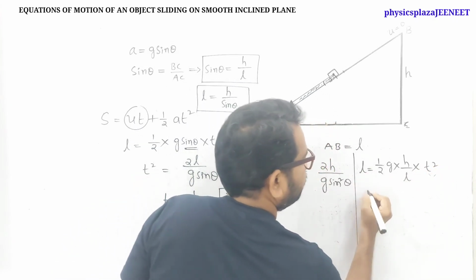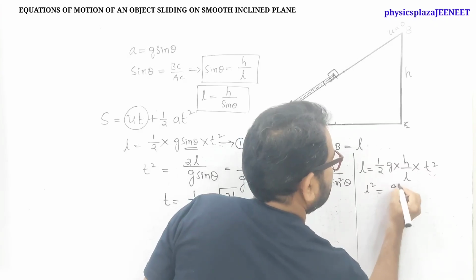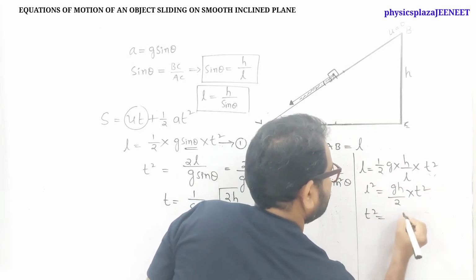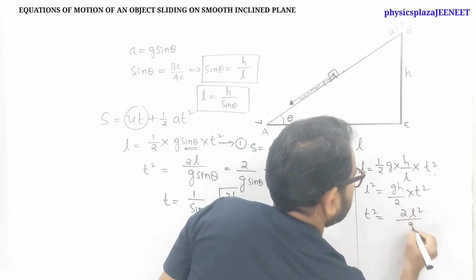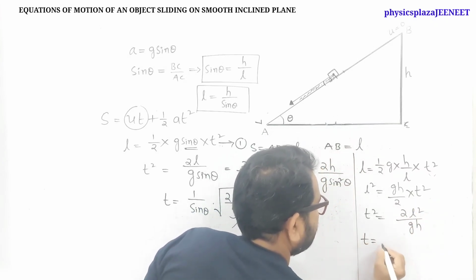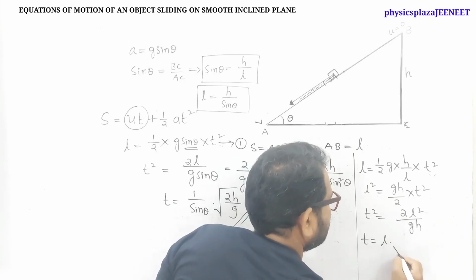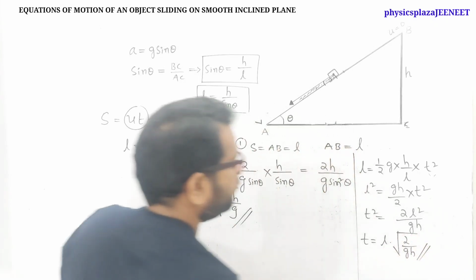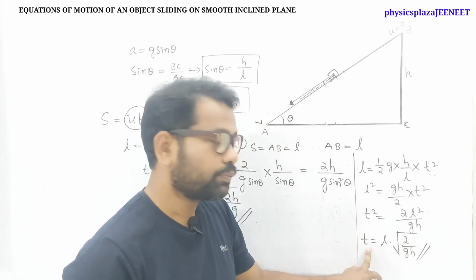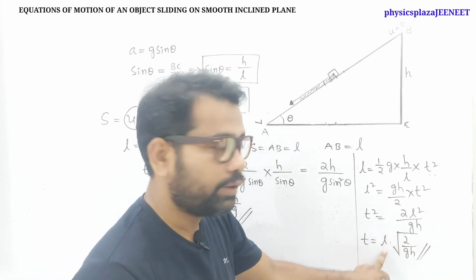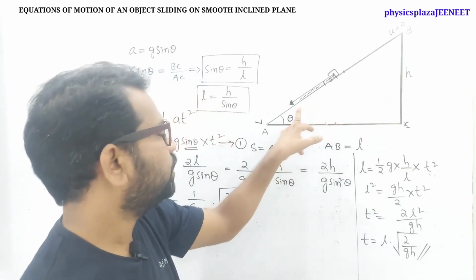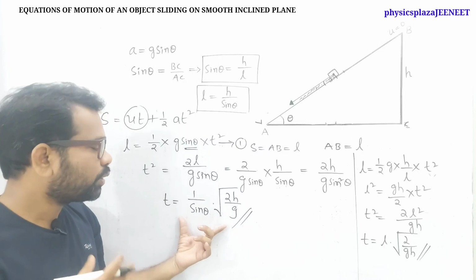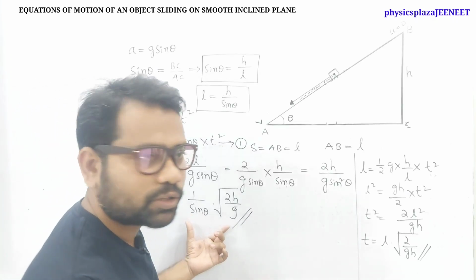Taking L square to this side, L square is equal to gH by 2 into t square. So t square is equal to 2L square by gH. So t is equal to L into the square root of 2 by gH. So if you know the L value and H value, you can use this to calculate time. If the L value is not given, only the angle and the height H are given, then you have to use the other expression to calculate the time taken. Okay, just copy it.